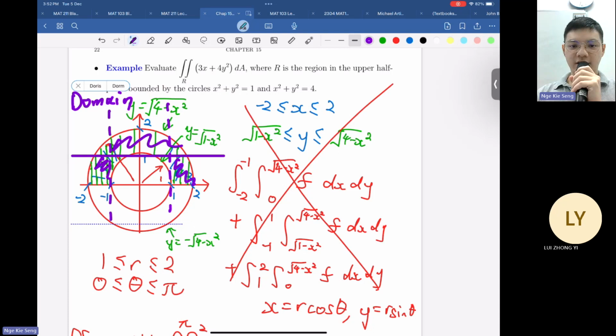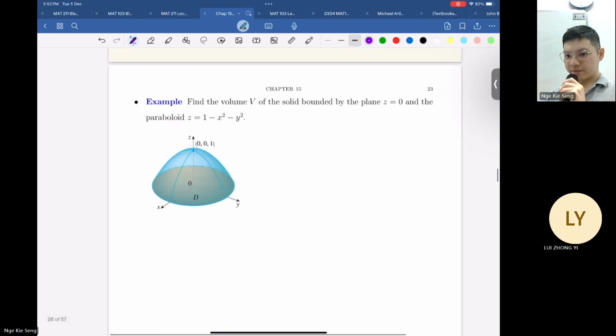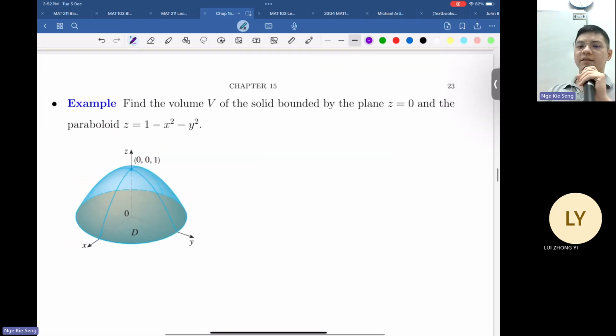Okay, what's next? Let's try one more exercise before we take a break. Find the volume V of the solid bounded by the plane z equals 0 and the paraboloid z equals 1 minus x squared minus y squared.